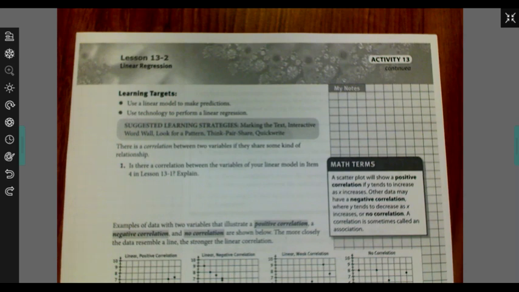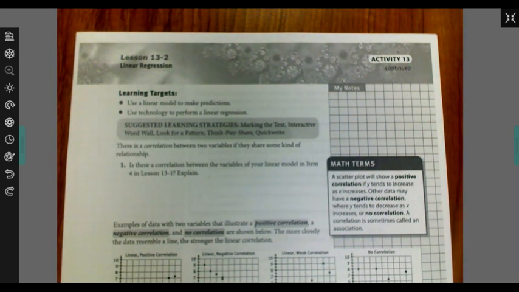Today we'll be going over lesson 13-2 on linear regressions.